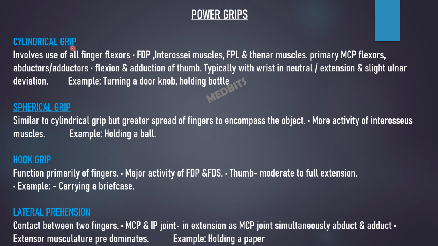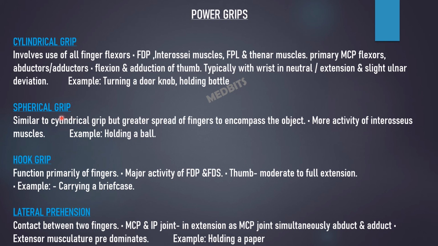Okay guys, now coming to the next topic, power grips. Cylindrical grip is the first one. It involves use of all finger flexors such as flexor digitorum profundus, interossei muscles, flexor pollicis longus and thenar muscles. Primary MCP (metacarpophalangeal) flexors, abductors and adductors. Then flexion and adduction of the thumb, typically with the wrist in neutral or extension and slight ulnar deviation. Examples are turning a doorknob, holding a pole.